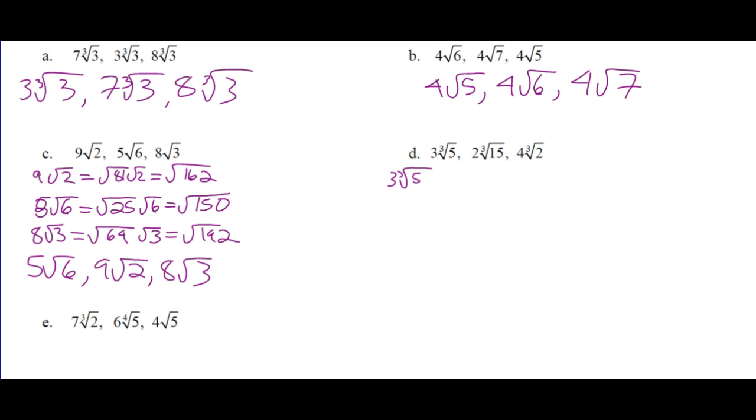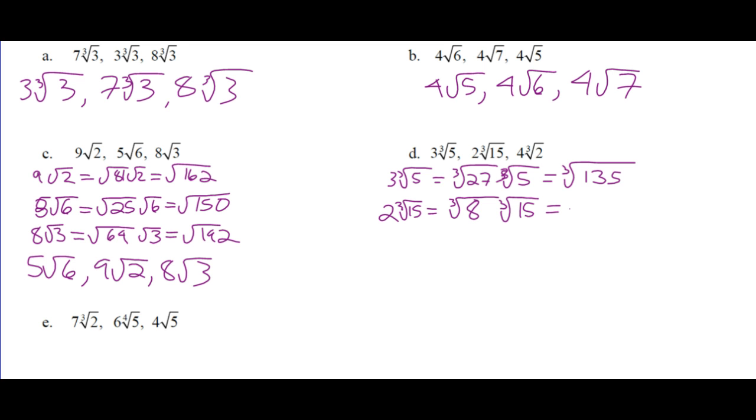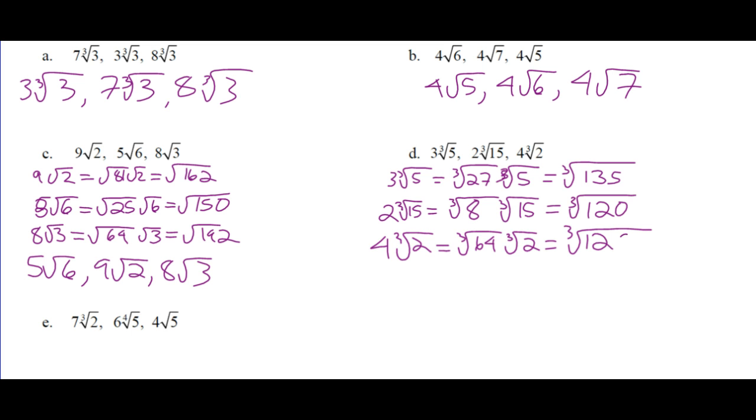So 3 cube root 5 is the cube root of 27 times the cube root of 5, which is the cube root of 135. 2 cube root 15 is the cube root of, so I just got to cube the 2, right, which is 8. Cube root 15, and 8 times 15 is 120. And 4 cube root 2 is the cube root of 64 times the cube root of 2, which is the cube root of 128. So now we can put them in order, right?